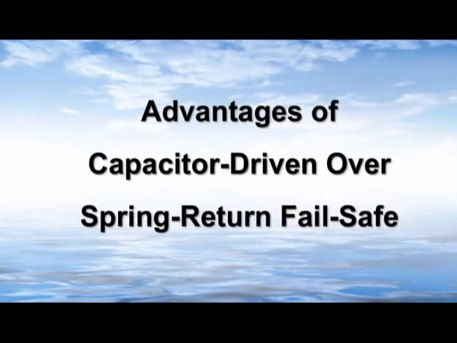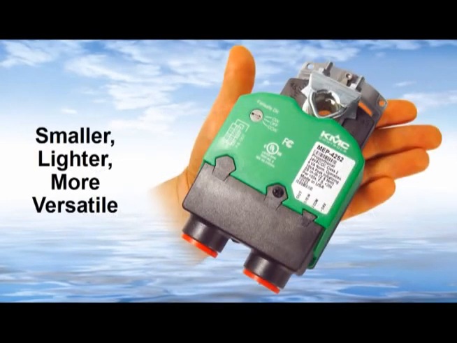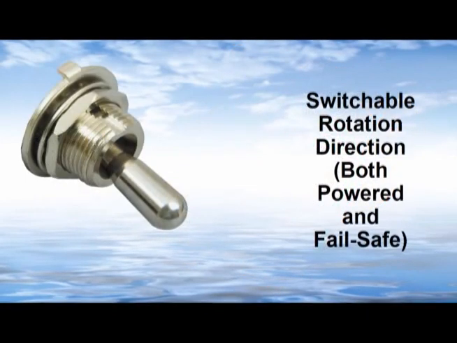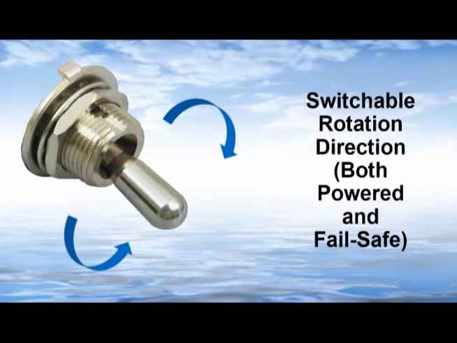Capacitor-driven fail-safe models provide multiple advantages over spring-driven actuators. Capacitor-driven actuators usually have smaller cases, weigh less, and can attach to shorter shafts than bulkier spring returns. Capacitor-driven actuators provide switch-selectable fail-safe and power directions so that one model can easily be used for both clockwise and counterclockwise fail-safe applications without flipping over the actuator and changing the shaft clamping mechanism.